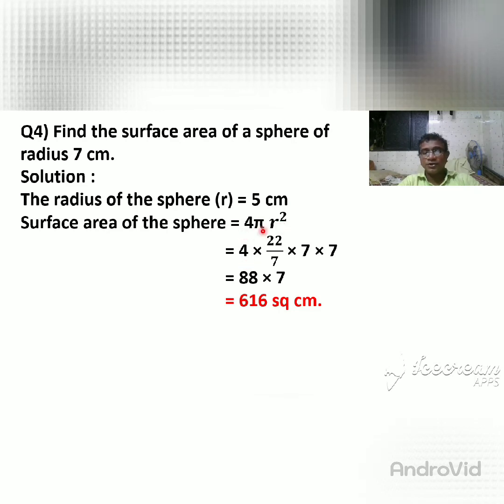4 remains as it is, the surface area of the sphere is equal to 4 pi r square. Pi value is 22 upon 7, radius r square, so 7 into 7. This 7 cancels with this 7. So 22 times 4 is 88. So I write here 88 into this 7. 7 8s are 56, 6, 5 is carry. 7 8s are 56 plus 5, 61. So 616 square centimeter.